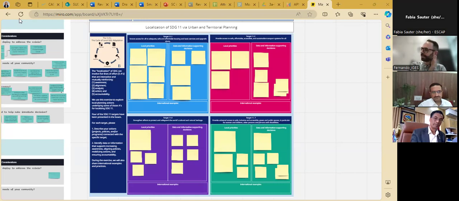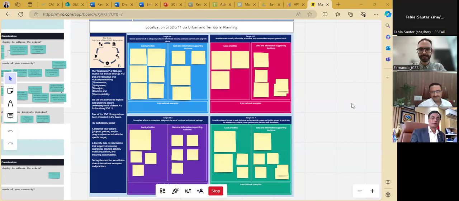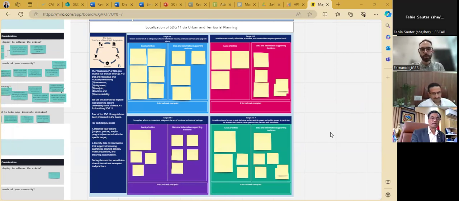Okay. So hello, everybody. Can you hear me well? Yes. Okay. So it's a pleasure to be here today working on this scenario exercise with you all on how to localize SDG 11 via urban and territorial planning. So we are gonna be looking into 4 of the targets that comprise SDG 11.